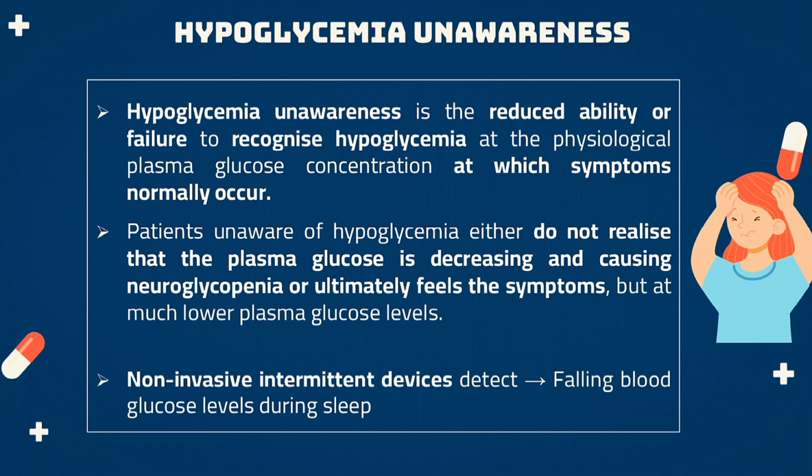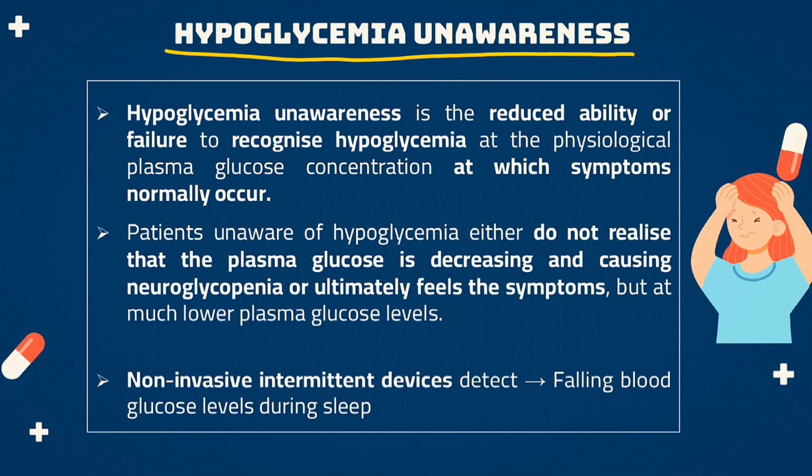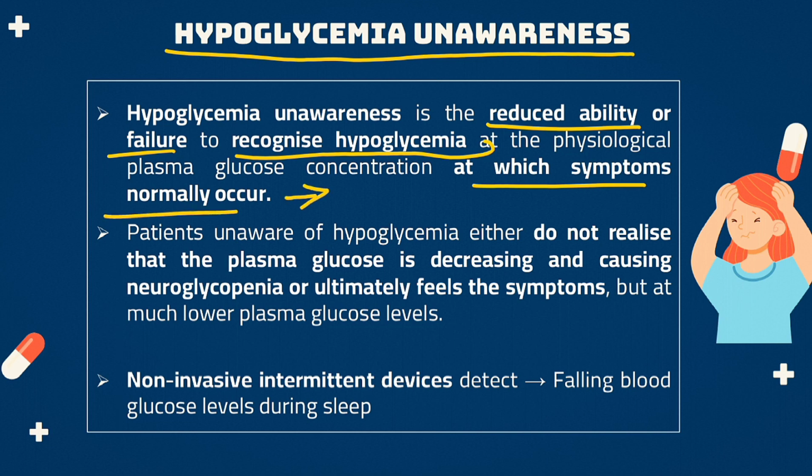Let's discuss some other hypoglycemic abnormality, that is hypoglycemia unawareness. This hypoglycemia unawareness is a condition with reduced ability or failure to recognize hypoglycemia by an individual. The level of hypoglycemia at which the person is unable to recognize is the level of glucose where symptoms usually develop, but the patient doesn't recognize the symptoms of hypoglycemia and is unaware about the hypoglycemic condition.